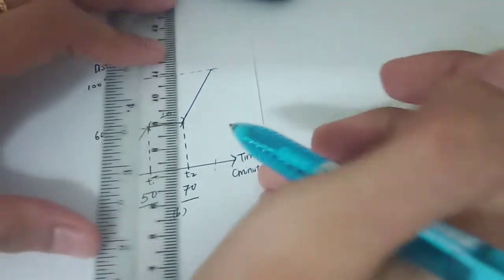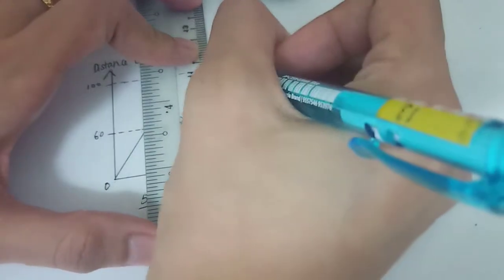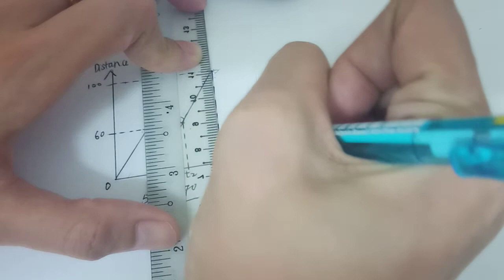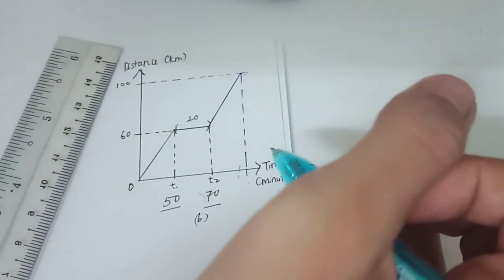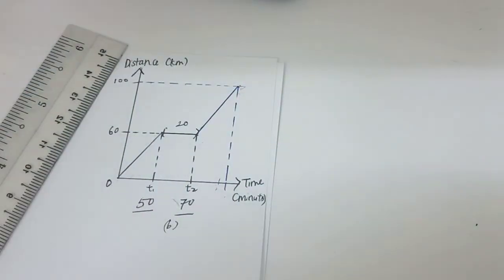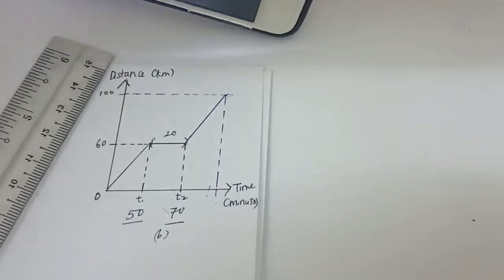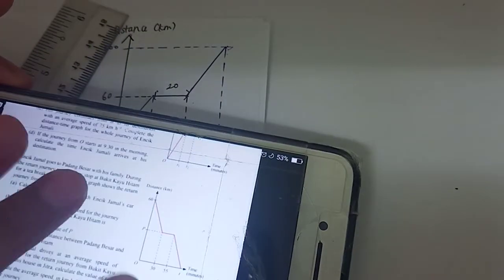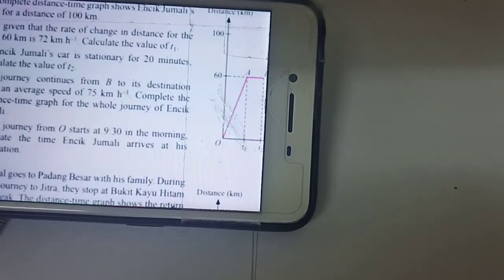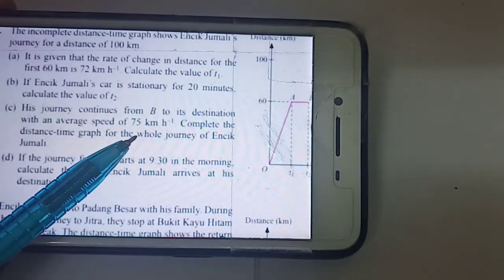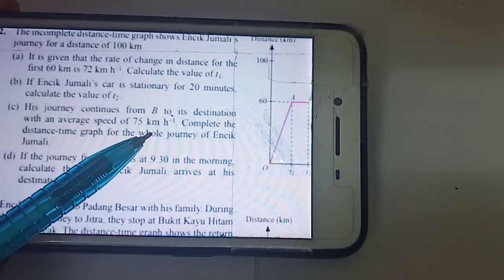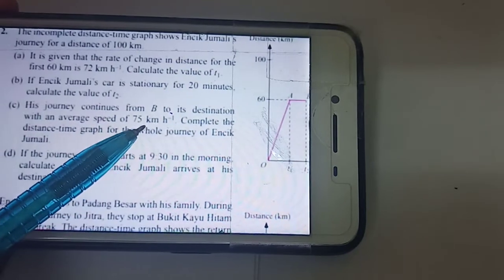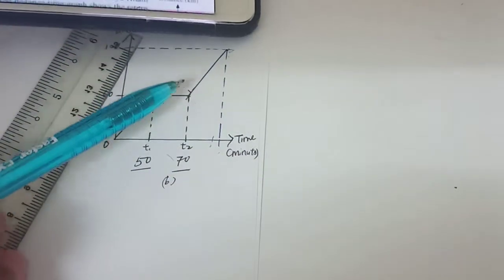Okay, right, so I'll just draw a dashed line down here. But we don't know the number here yet. Still a mystery. But our question tells us a very important information. It tells us that the average speed from B to the destination is 75 km per hour. We have the average speed for this part.